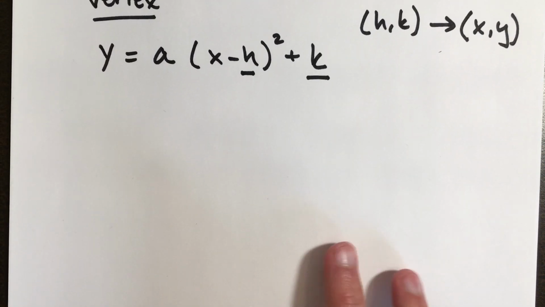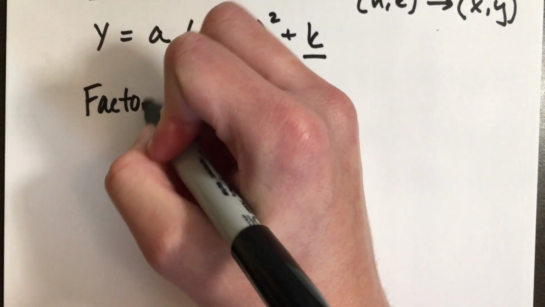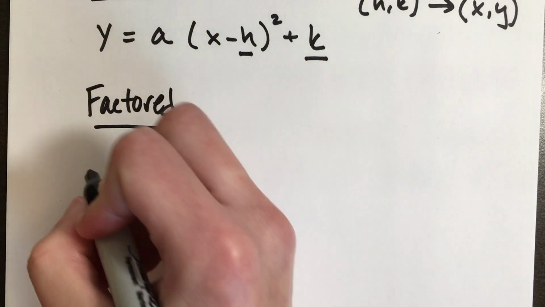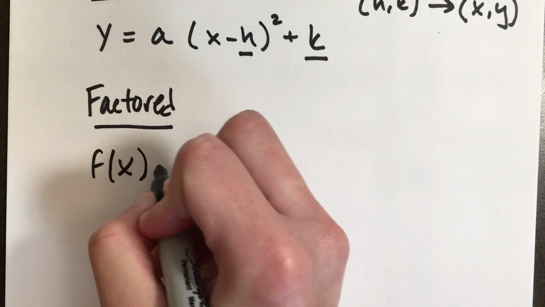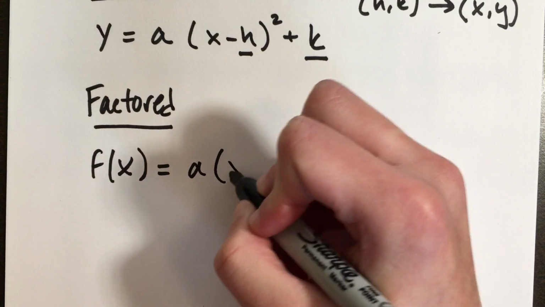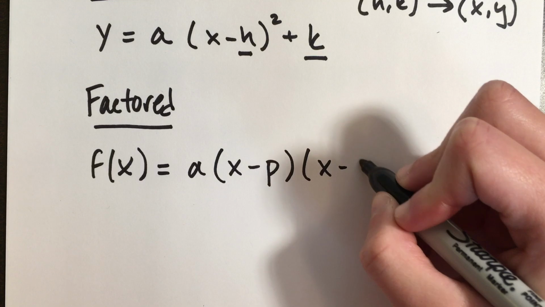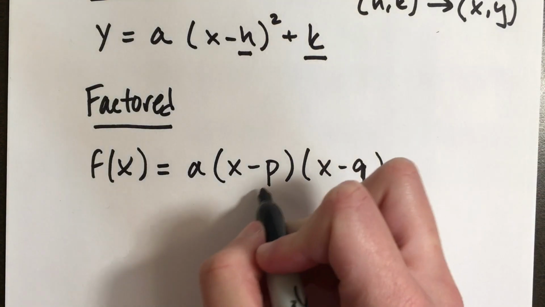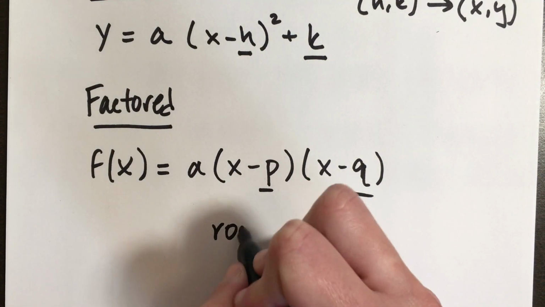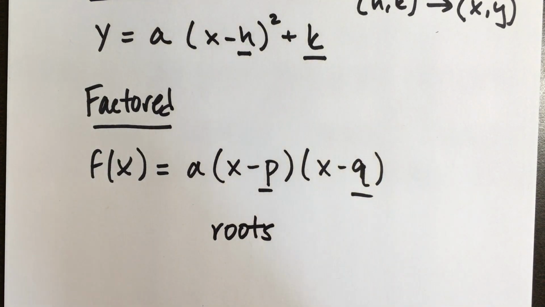And the last one is factored form, and that is the function f of x equals a(x minus p)(x minus q), and p and q are the roots of your parabola. So wherever the parabola intersects the x-axis.